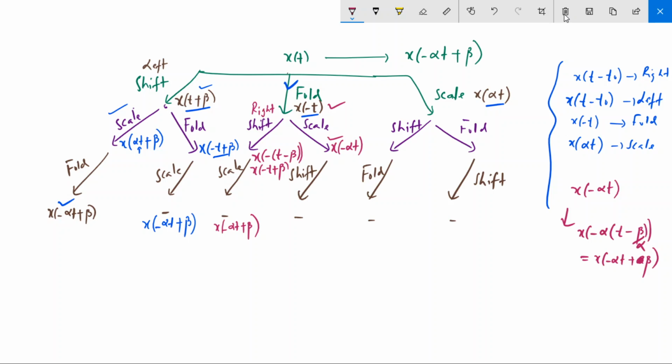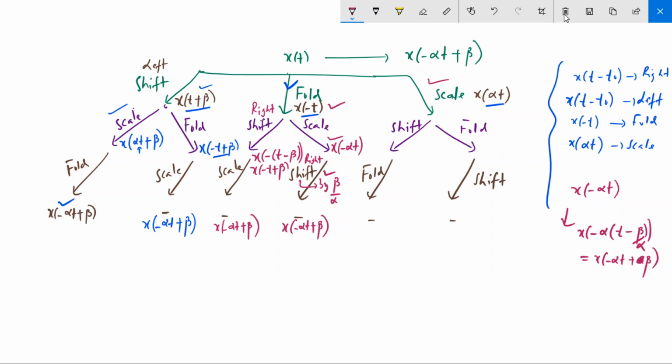Now in this branch, if you scale it first and then you shift it, the shift should be to the right, but not by beta, it should be by beta by alpha. So I will get again x of minus alpha t plus beta. So this is a shift by beta by alpha, and this is a right shift. Then only you can get this. Okay, so there are differences in this, you are going to see.